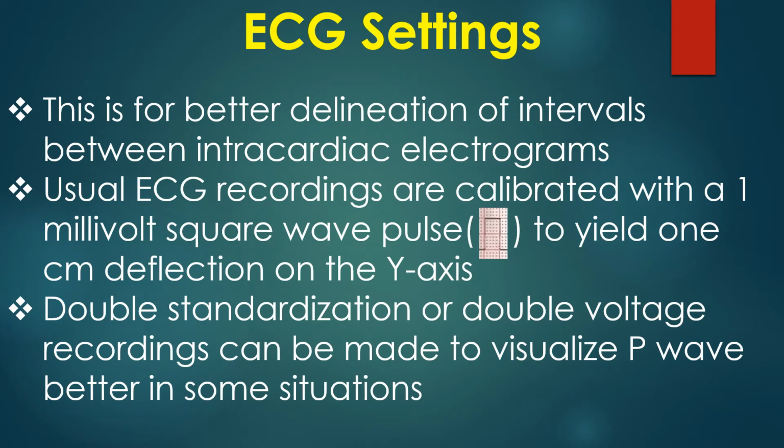That is for better delineation of intervals between intracardiac electrograms. Usual ECG recordings are calibrated with a 1 mV square wave pulse to yield 1 cm deflection on the y-axis. Double standardization or double voltage recordings can be made to visualize P-wave better in some situations.